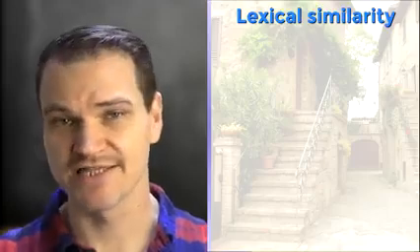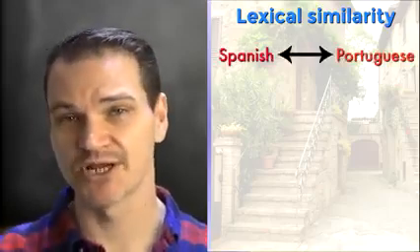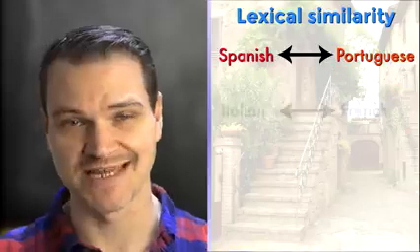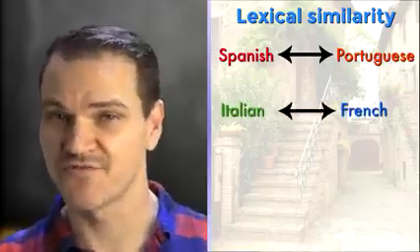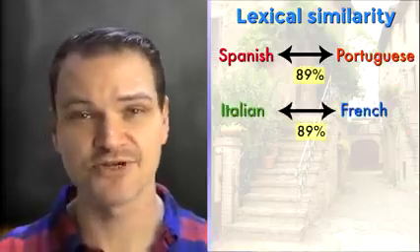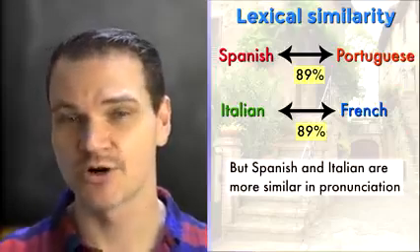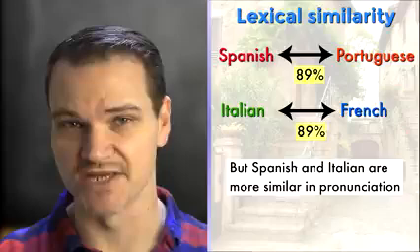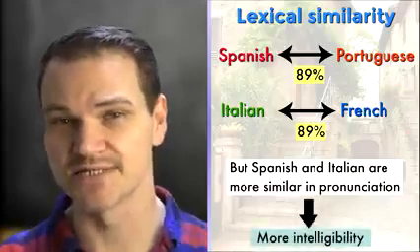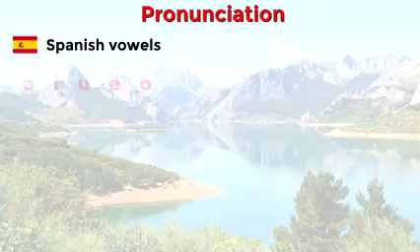If we only look at lexical similarity, Spanish has more in common with Portuguese than it does with Italian, and Italian has more in common with French than it does with Spanish. In either case, it's 89% lexical similarity. But Spanish and Italian are more similar in pronunciation than those other pairs of languages, which can sometimes lead to more intelligibility. Pronunciation. Spanish has 5 vowel sounds: a, e, i, o, u.